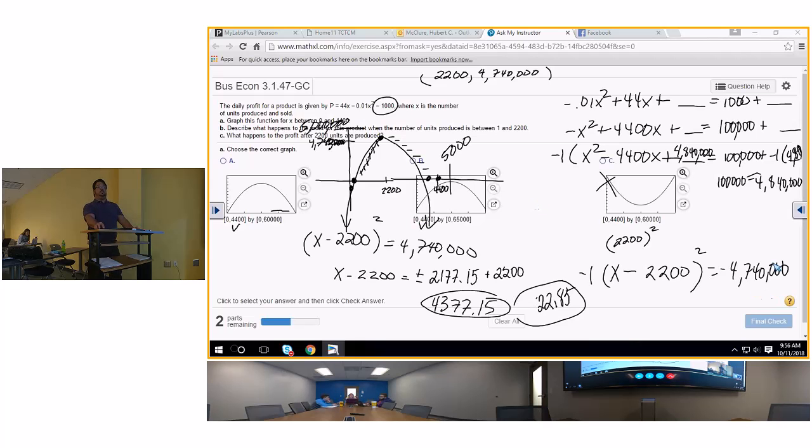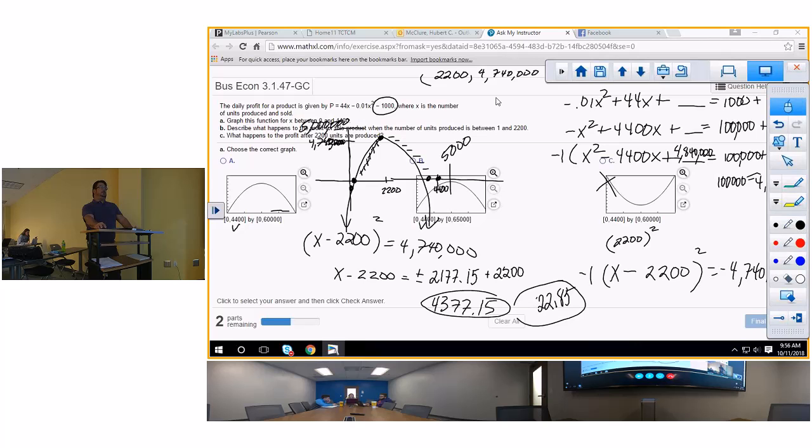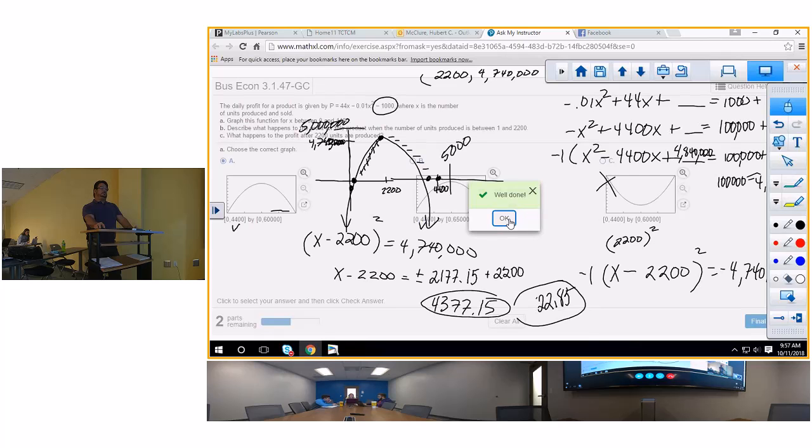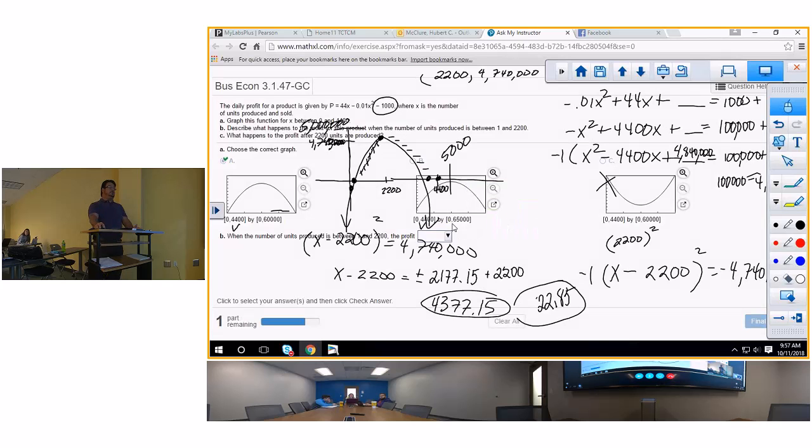I want to get to the other parts. Let's go to the other part. Let's see. Okay, it's A. I don't know what the difference in A and B is because it's not that much of a difference, unless they're asking for the vertex. When the number of units produced is between, the profit is increasing. Okay?